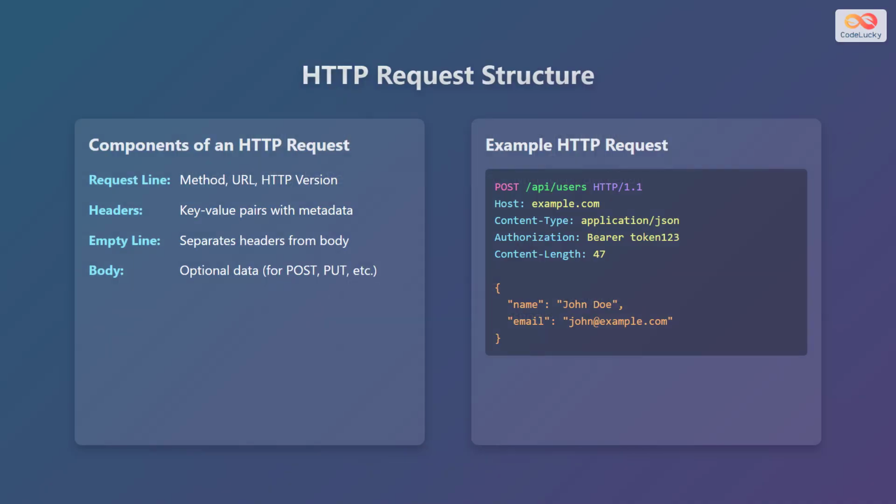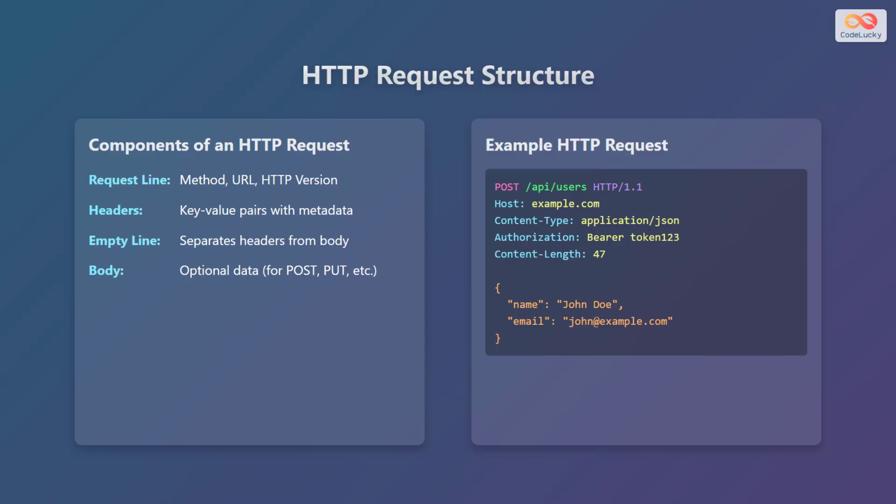Let's examine the structure of an HTTP request. An HTTP request consists of four main components: the request line, headers, an empty line, and the body. The request line includes the method, such as GET or POST, the Uniform Resource Locator or URL, and the HTTP version being used. Headers are key value pairs that provide additional metadata about the request, such as the host and content type. An empty line separates the headers from the body.